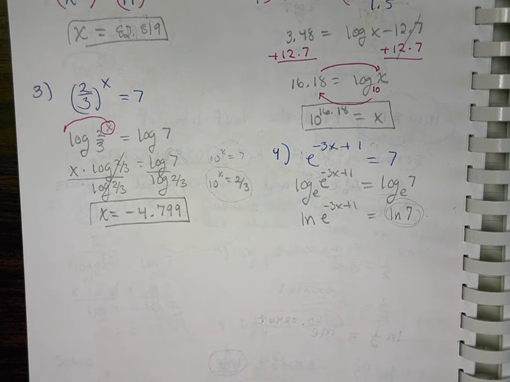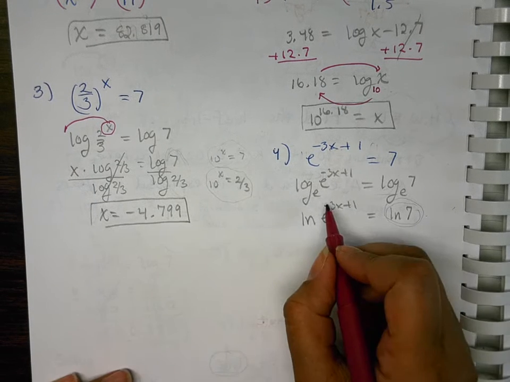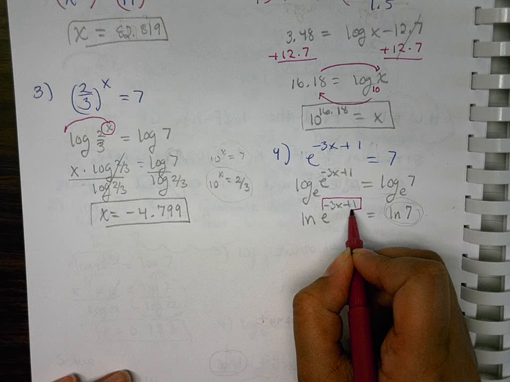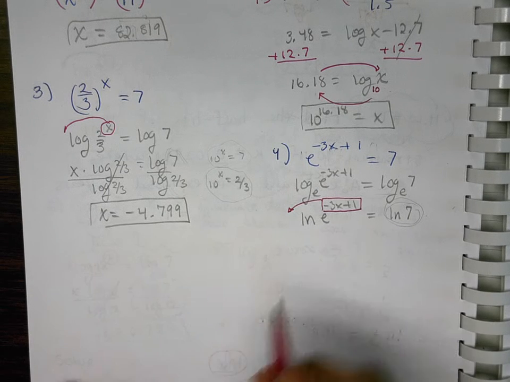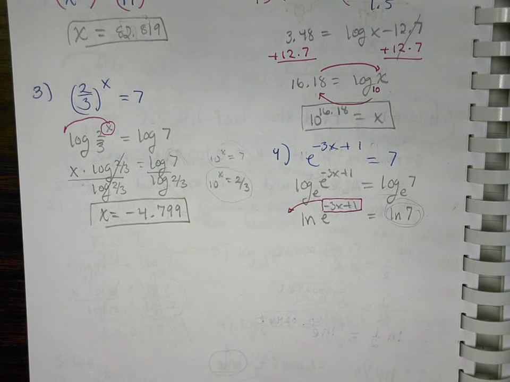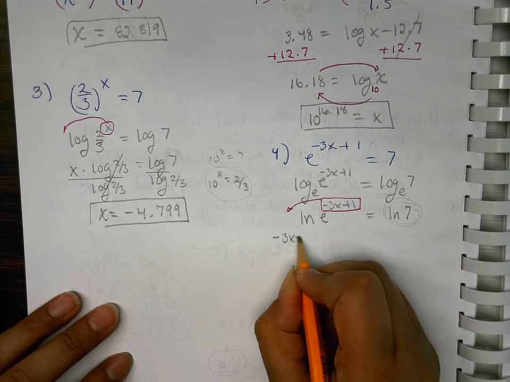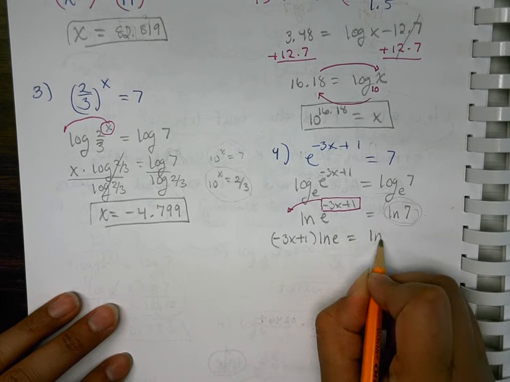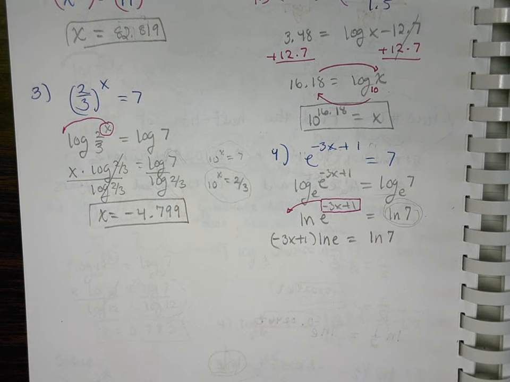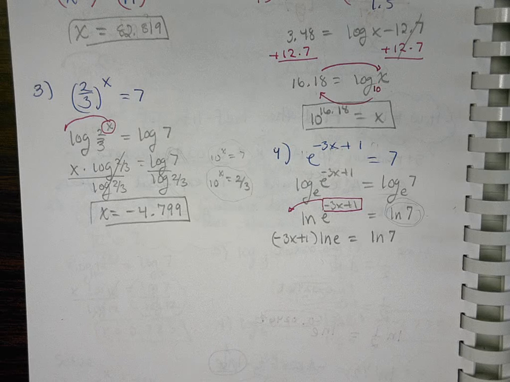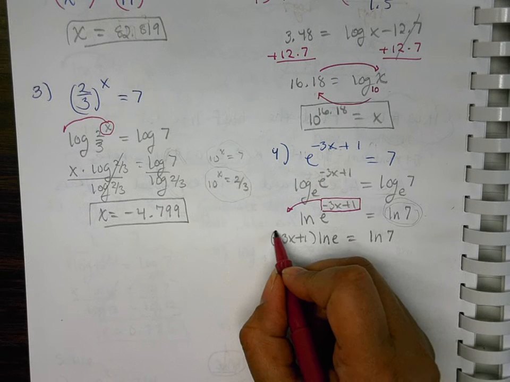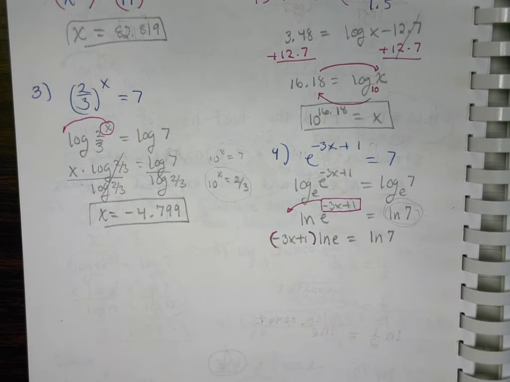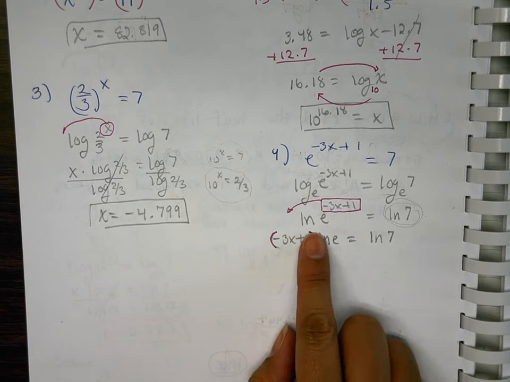Okay. Now I'm going to pause here. What's the whole reason we do this? To do what with the exponent? Put it to the front. Now that's a bigger piece this time, but it's all coming to the front. So negative 3x plus 1, I'm going to put in parentheses, times ln e equals ln of 7. Do you guys see what happened? This purple piece here came to the front. That's the negative 3x plus 1. And when it comes to the front, what's left is ln of e.